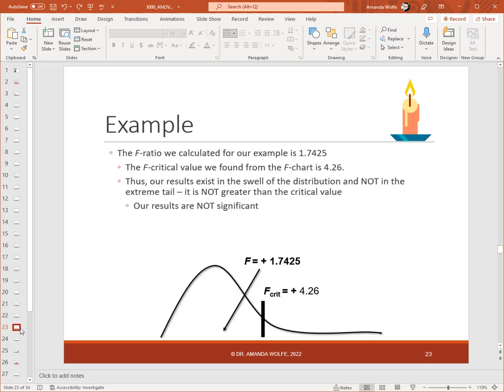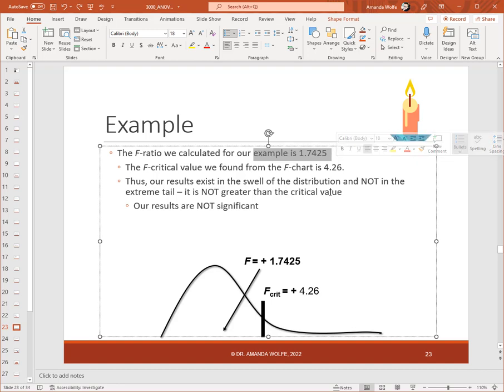So remember, the F distribution is asymmetrical. It swells at the beginning, crests, and then comes down into a single tail. That's why all of the values in the F chart are positive, because we're not doing two-tailed tests, only a one-tailed test. The F ratio we calculated for our candle example is 1.7425.